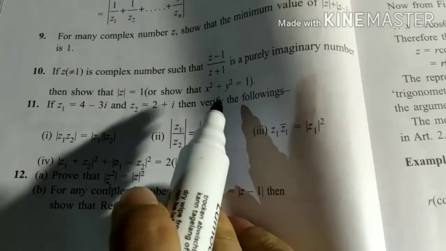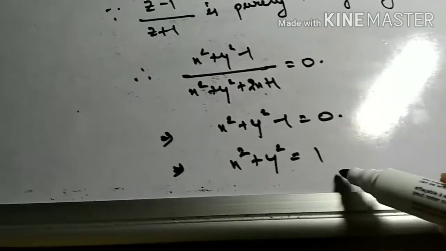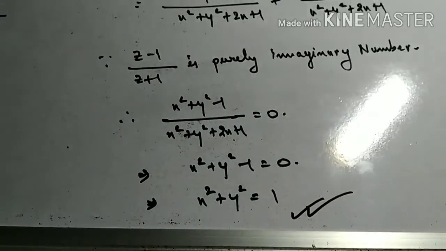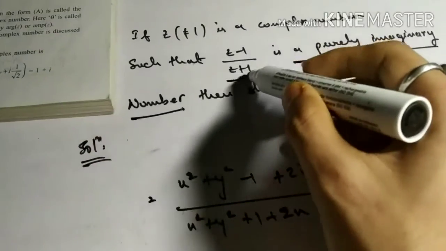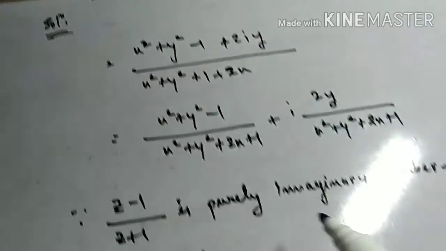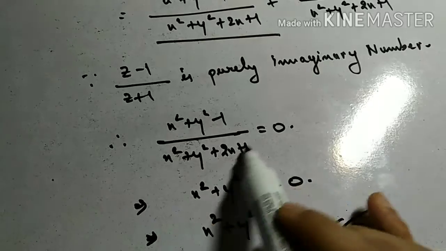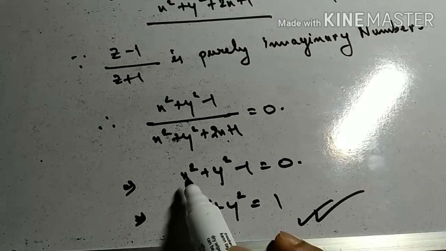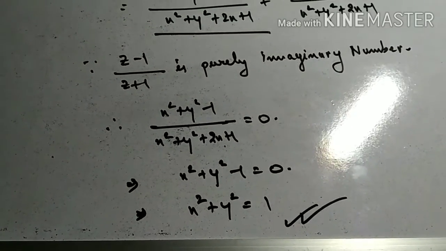Then show that modulus z is equal to 1, or show that x square plus y square equals 1. Understand? So that one only I showed. Since this is a purely imaginary number, its real part will become 0. This one I can write equal to 0. If I send that side, it will become 0 only. So x square plus y square minus 1 is equal to 0, so x square plus y square is equal to 1.